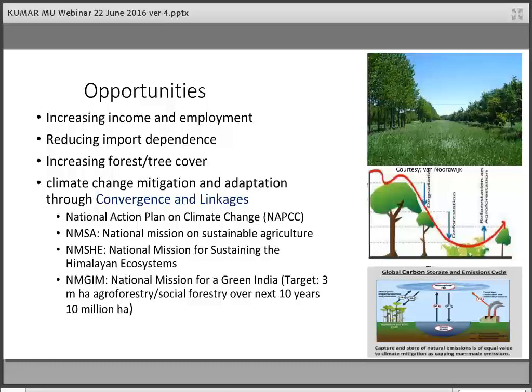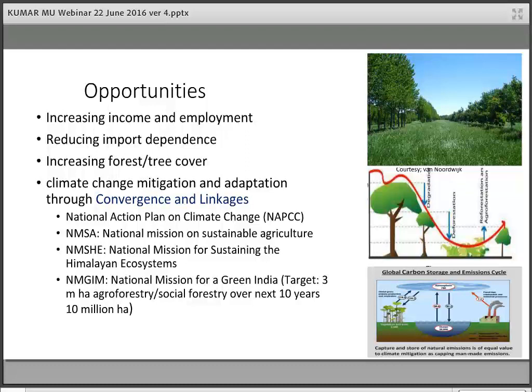The policy aims at increasing income and employment. Greater adoption of agroforestry is generally recognized as a mechanism by which income and employment of the farmers can be enhanced. And then, reducing import dependence. India is one country which imports large quantities of timber from outside. Last year, I think India imported timber worth $6 to $7 billion. And India is one of the top five countries that import round timber. I think in 2014-15 India imported round timber to the tune of about 6.5 million cubic meters from other countries.